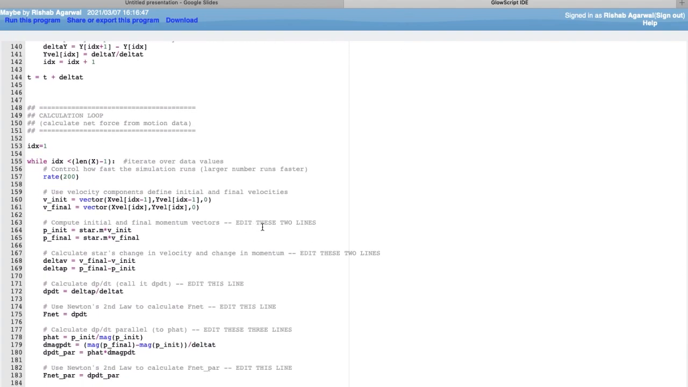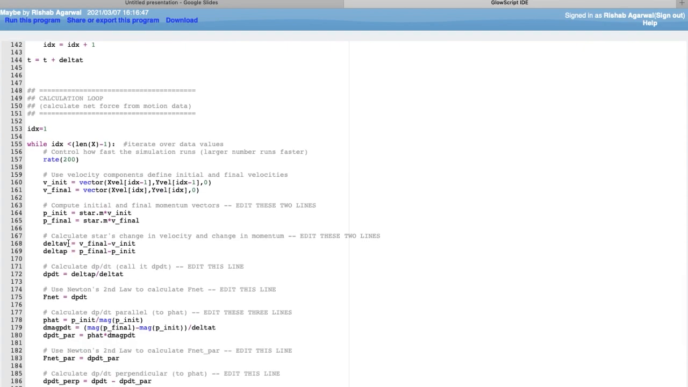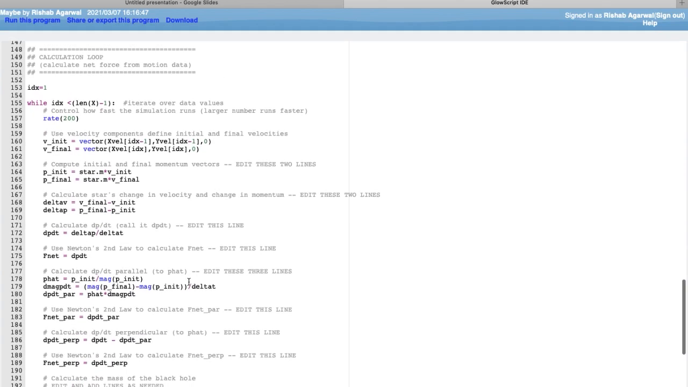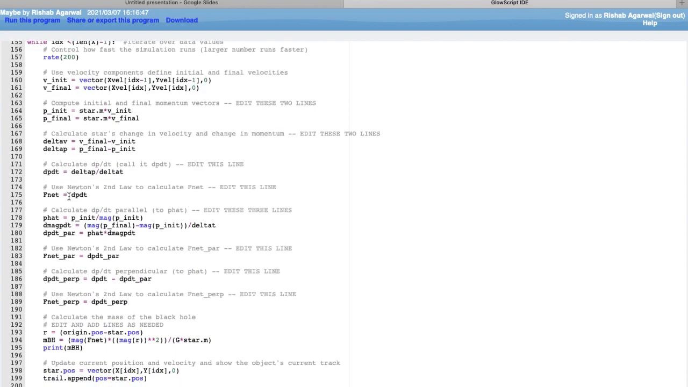Then, we had to calculate our initial and final momentum vectors. Since the formula for momentum is mass times velocity, we had to do the star's mass multiplied by its v initial for p initial, and then the star's mass times its final velocity for p final. We then defined delta v as the final velocity minus the initial, and then delta p as the final momentum minus the initial momentum. We then calculated dp dt as being the change in momentum over the change in time. According to Newton's second law, this net force is going to be equal to dp dt.